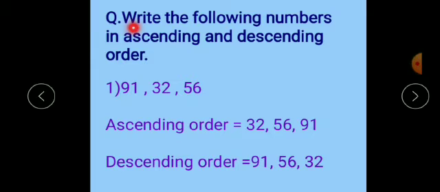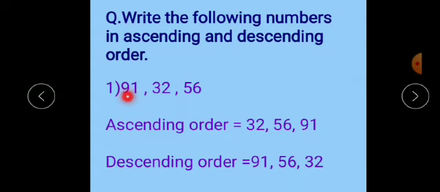Now see one question. Write the following numbers in ascending and descending order. Here you have to arrange these given numbers in ascending as well as descending order. See first example, numbers are 91, 32 and 56. Ascending order means arranging the numbers from smaller to bigger. First among these three numbers, we have to decide which number is the smaller. All are two-digit numbers, then we will compare the tens place of every number.